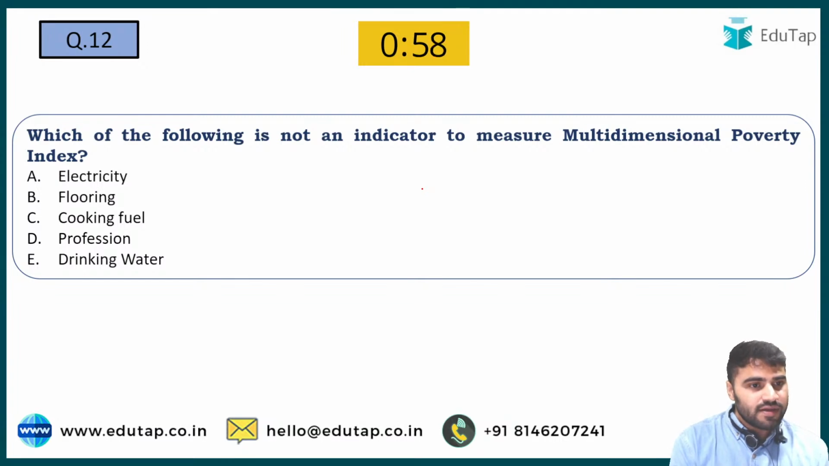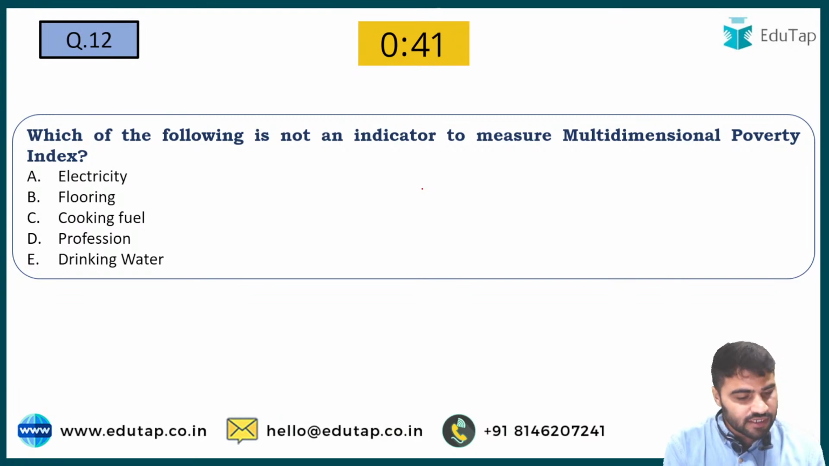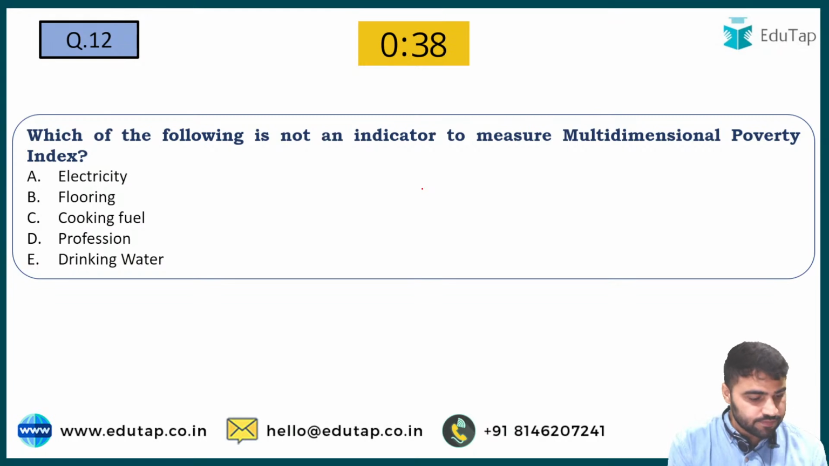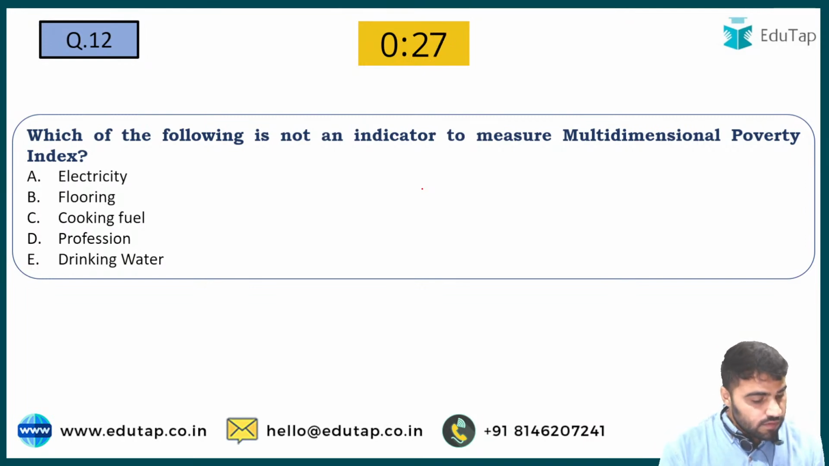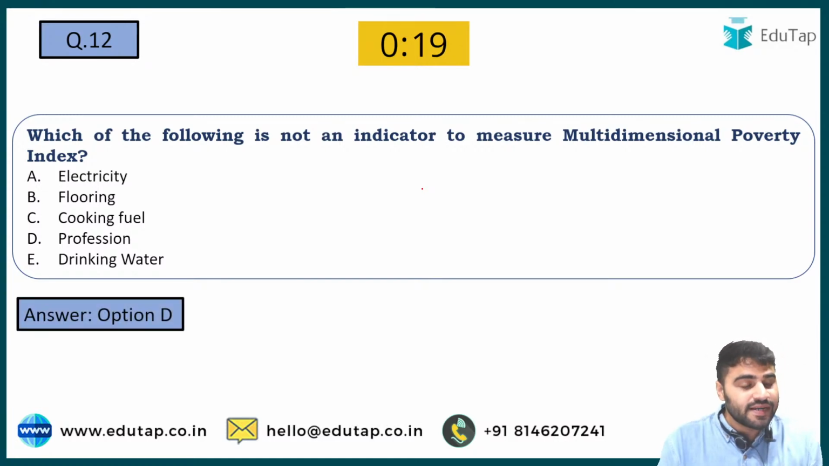Now guys, question number 12. Which of the following is not an indicator to measure the multidimensional poverty index? Your options are electricity, flooring, cooking fuel, profession, drinking water. So which of the following is not an indicator to measure MPI, that is the multidimensional poverty index? Nilesh is saying 12th D. Okay, Hemant is saying D, Jyoti is saying D, Nikhil, Aditi, you all are saying option D. Well done guys, the right answer for this question is option D only.